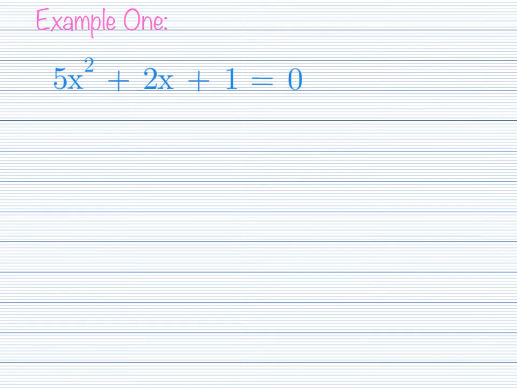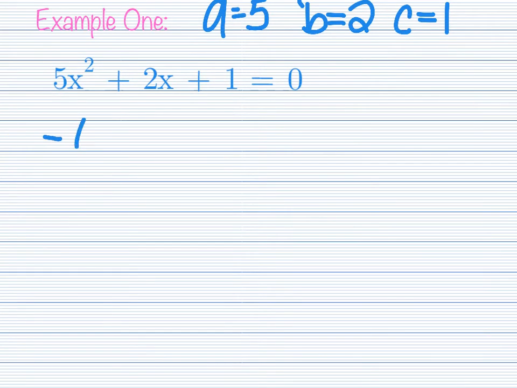So example 1, we have a quadratic that's already in standard form: 5x squared plus 2x plus 1 equal to 0. Our a is 5, the b is 2, and our c is 1. So let's substitute those three things into our quadratic formula.